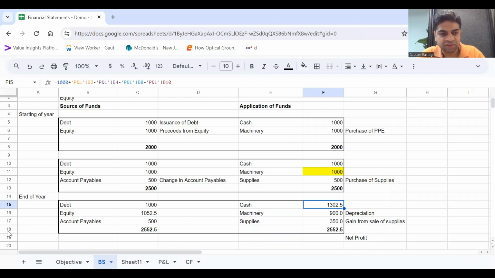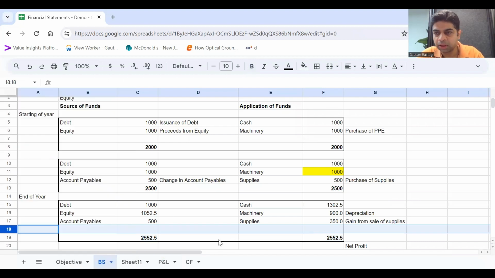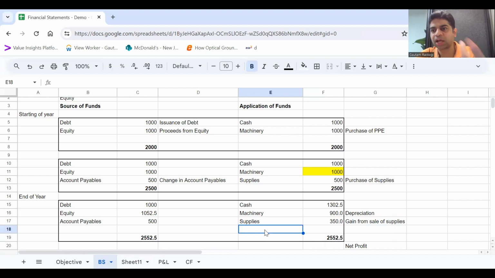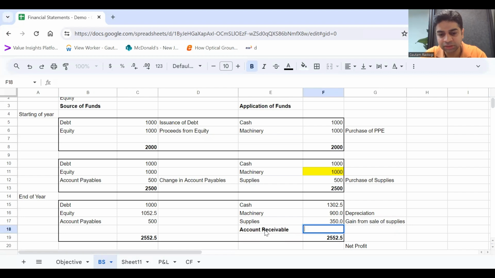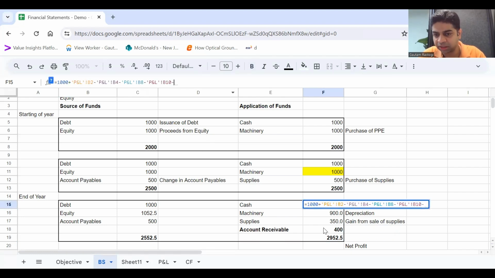If the customer pays a portion of the money they owe you later, then you've got to account for that in your balance sheet and in your cash flow statement. So let me add a line item called account receivable. Why is it called account receivable? Because this is the money you don't have with you. It's your money. It should have been with you, but the customer has not paid it yet. So let's assume it's $400. The customer has yet to pay that amount. So you've got to adjust this amount from the cash because you don't have that money.